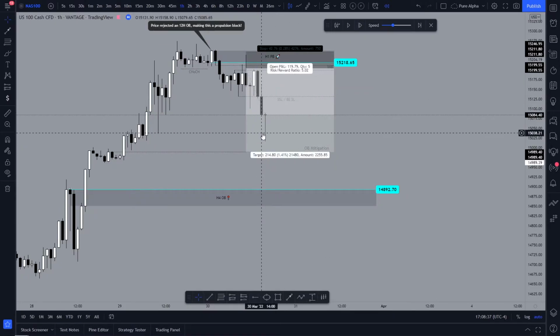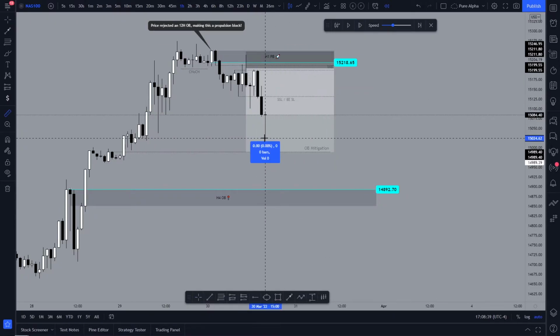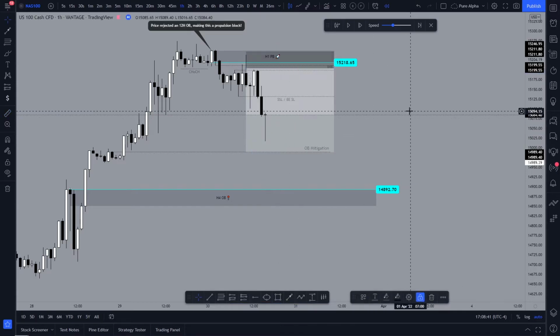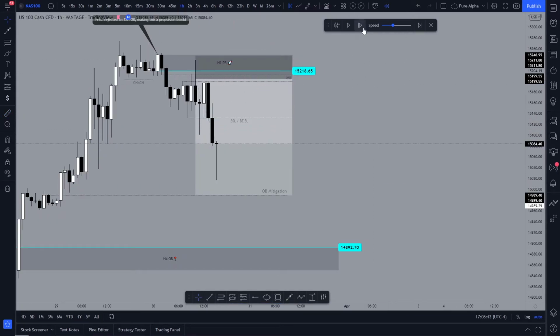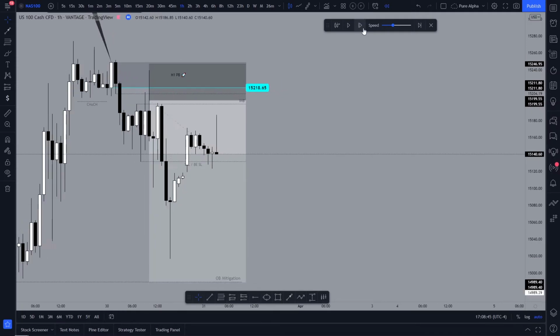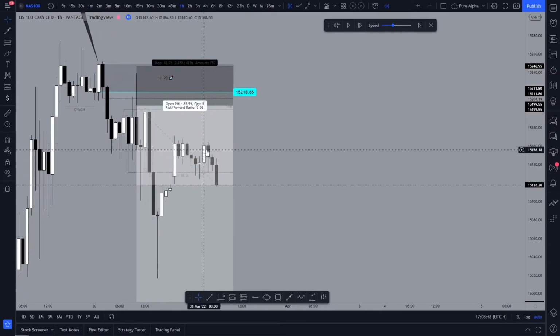Second partial was right over here. It was actually at the very, very bottom. I was surprised by that. And yeah, the rest is history. During the Asian session, price did come all the way back up here to form that ideal structural level.